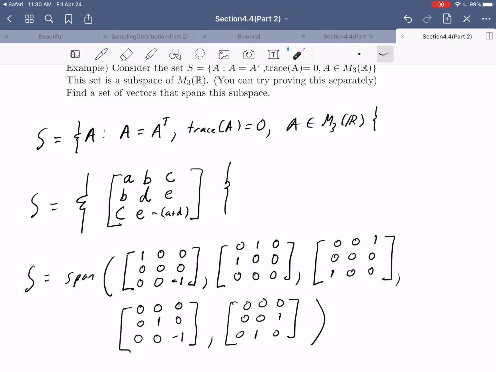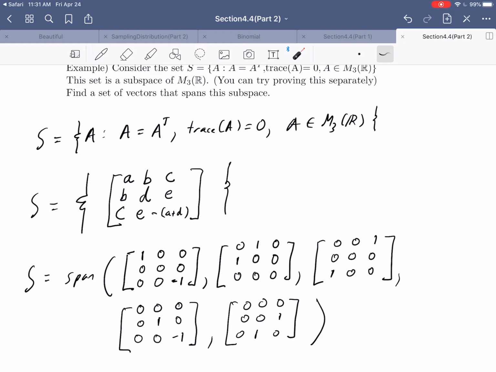Because the way we did this is we made sure that this guy gave us the components with A, this guy gave us the components with B, this guy gave us the components with C, this guy gave us the components with D, and this guy here gave us the components with E. So these guys are guaranteed to span this, which is the same as the set of all symmetric matrices that are 3 by 3 and have a trace of 0.